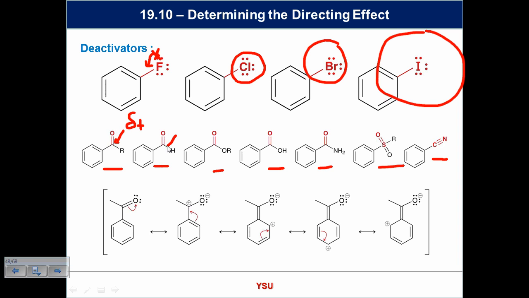So delta plus here, delta plus here, delta plus here, delta plus there. Guess what? Delta plus there, delta plus there, delta plus there. If you recognize a lone pair, activating. You recognize delta plus or full positive, like you see with an N and a nitro group, deactivating. Catherine.